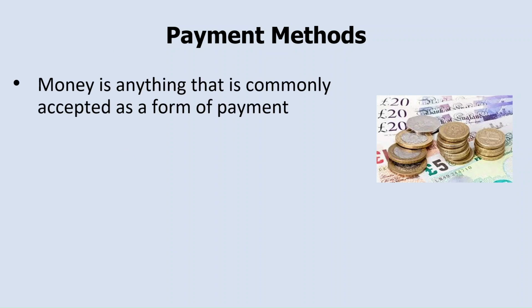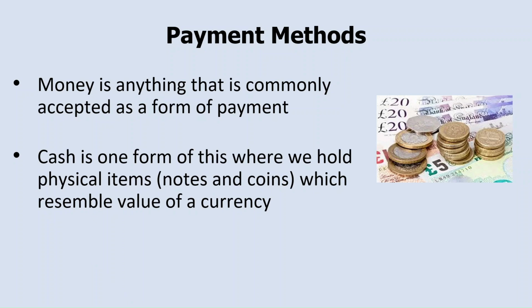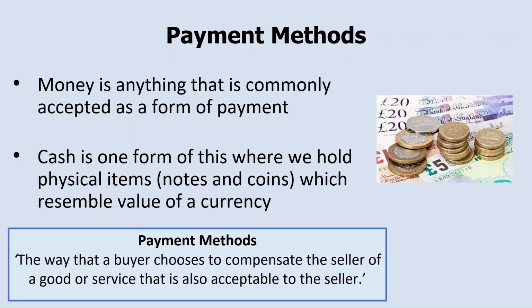So, payment methods. These are ways of making payment for goods or services. Money is anything that is commonly accepted as a form of payment. I've done a separate video on money, its features and functions. I'll leave the link in the description. Cash is one form of this, where we hold physical items, these are notes and coins, which resemble value of a currency. Now, payment methods are the way that a buyer chooses to compensate the seller of a good or service that is also acceptable to the seller.